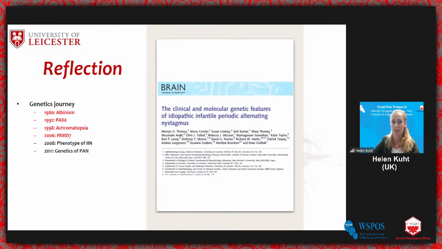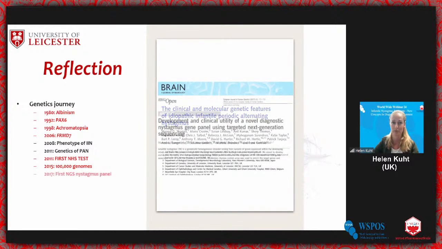And this all led to the first NHS genetic test for infantile nystagmus in 2011, which was developed as a collaboration between the team in Leicester and in Nottingham. And in 2015, nystagmus was included as a rare disease in the 100,000 Genomes Project. Then in 2017, the team in Leicester developed a gene panel for nystagmus, demonstrating proof of concept for the clinical utility of targeted next-generation sequencing.